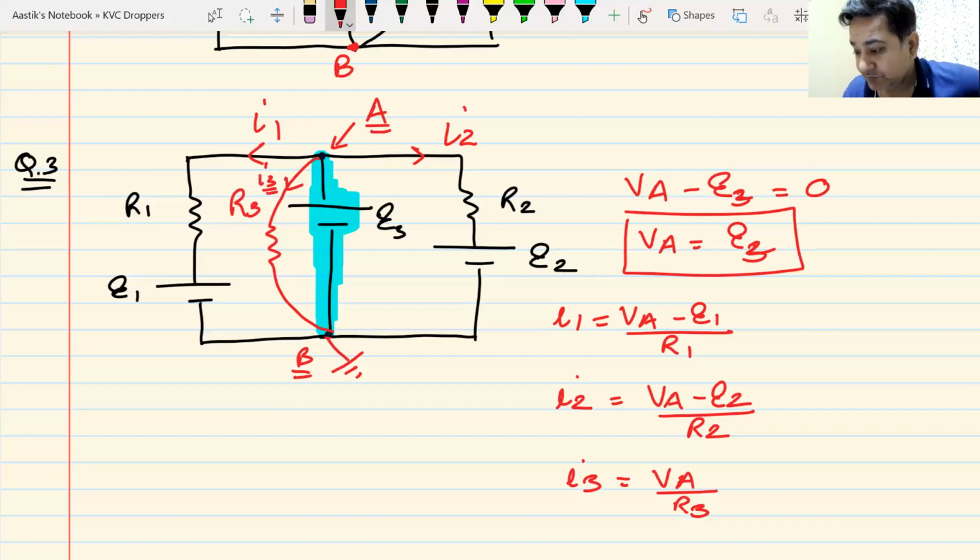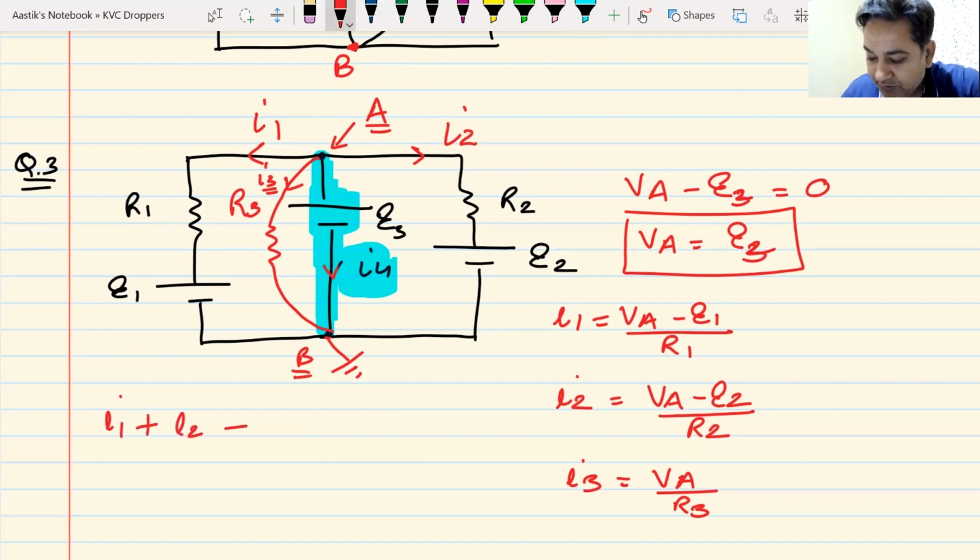Now, if I ask you, the current in this branch is I4. What is the value of I4? I4, the current in the blue branch, the branch where there was no resistance. What is the current in that branch? 0. No, it's not 0. If there is no resistance, that does not mean there is no current. Remember, I1 plus I2 plus I3 plus I4 still remains equal to 0.